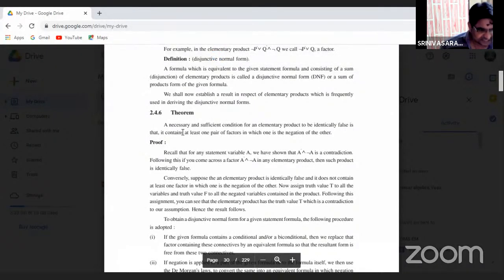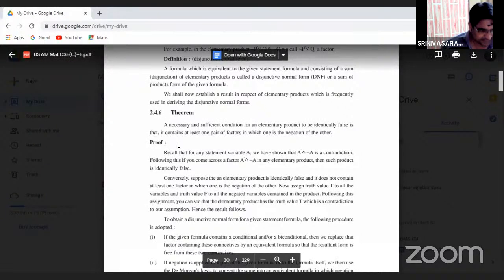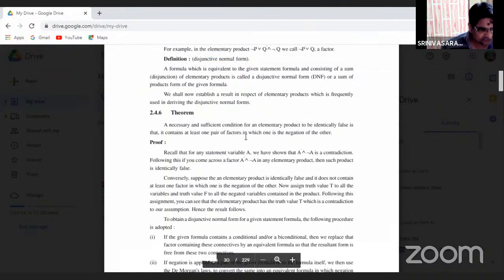Observe the given theorem: what is the necessary and sufficient condition for an elementary product to be identically false? Define DNF and prove that the necessary and sufficient condition for an elementary product to be identically false is that it contains at least one pair of factors in which one is the negation of the other.